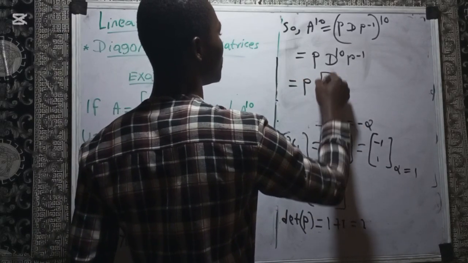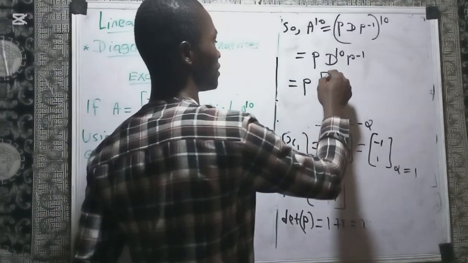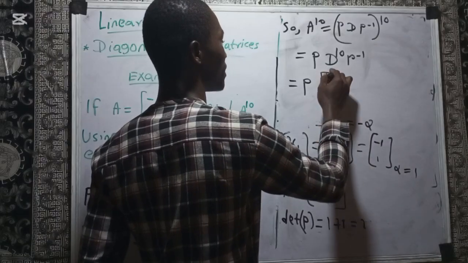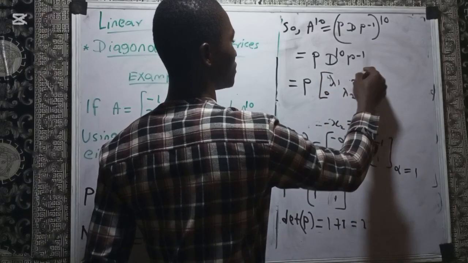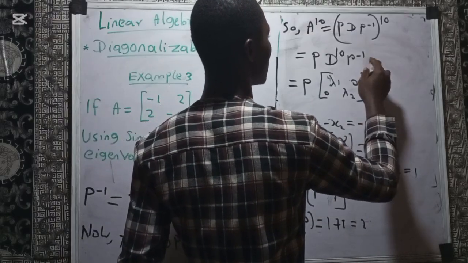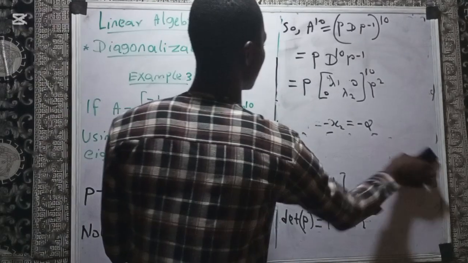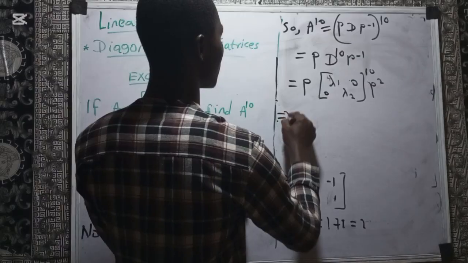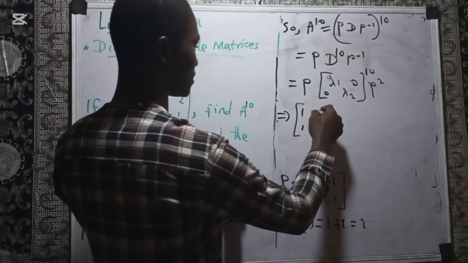What is your D? Your D is a diagonal matrix that will be formed by the eigenvalues lambda 1. Since our matrix A is 2 by 2, it will be 2 by 2, lambda 1, lambda 2, right? Then P inverse, then raised to power 10, because you are raising D to the power 10, right? So this simply implies, what is your matrix P? This is our matrix P, right?